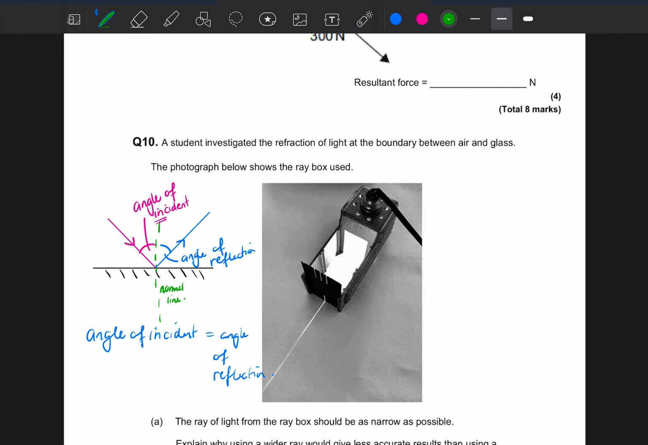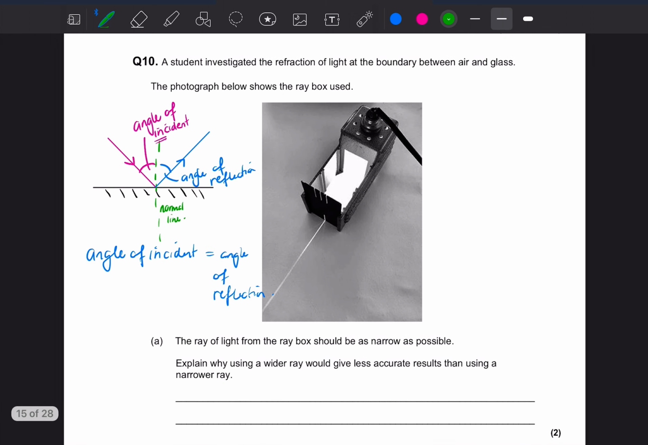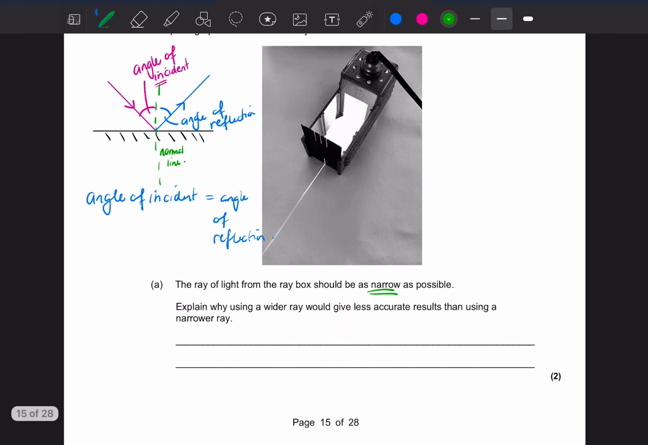So let's focus on the other practical then that you could be asked about, which is refraction. So that is reflection. Let's look at refraction. So we're shining a light, and as you see, just like I've drawn there, this line here is our ray. So it's going like that. Now the question is, the ray of light should be as narrow as possible. Explain why using a wide ray would give a less accurate result than a narrow ray.